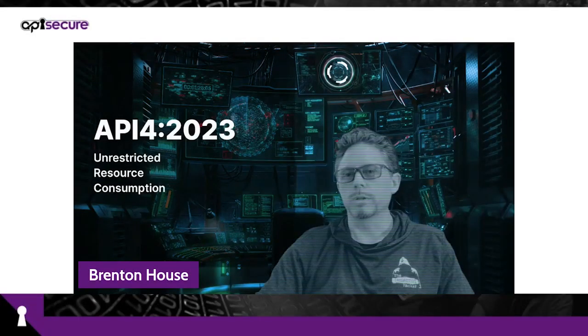All right, unrestricted resource consumption is a reclassification of the 2019 entry, lack of resource consumption. Using your API gateway to apply rate limiting to your APIs can protect your resources from attackers, as well as careless users or third-party services.